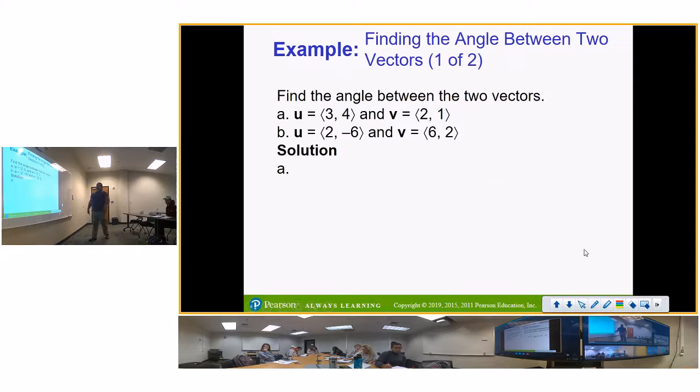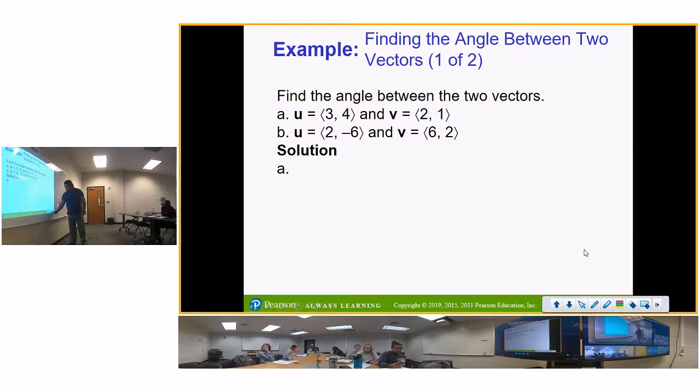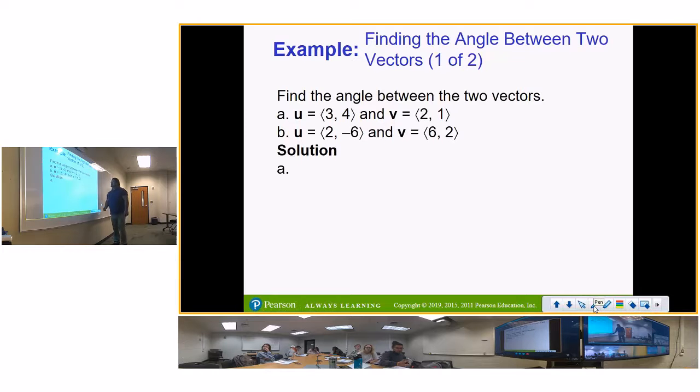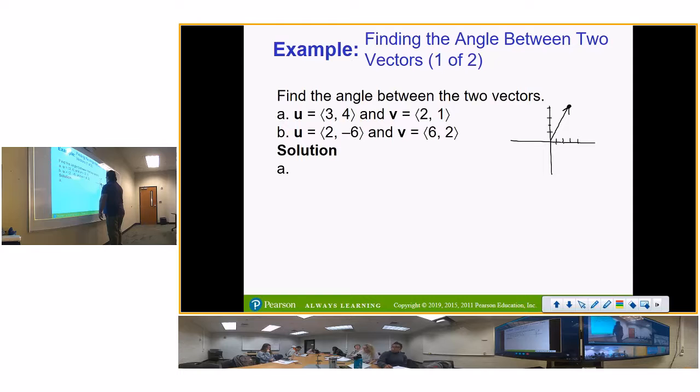There we go. Find the angles between the two vectors. Now, I'm going to draw these vectors because, you know, that's just something I do. I don't know if they're going to do it, but I'm going to do it. So, 3, 4. 1, 2, 3, 4. 1, 2, 3, 4. So, 4 and 3. That's one vector. And again, that's a position vector. And then V is 2, 1. So 1, 2, 1. So they're wanting to know that angle right here between these two vectors.